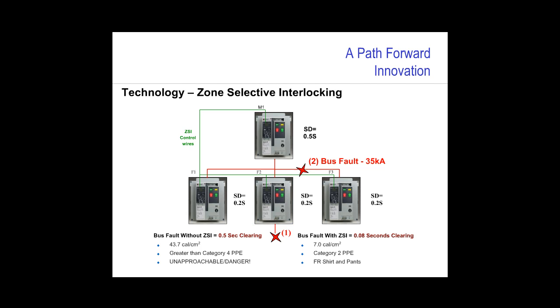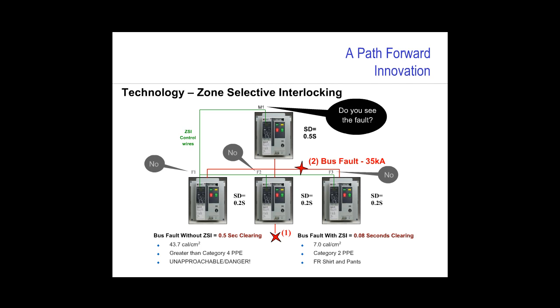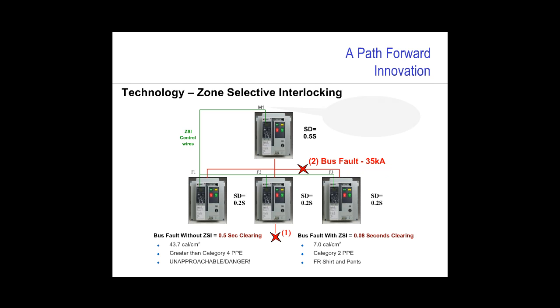But if I had a bus fault, which I've shown in item 2, now I have a situation where I'm waiting for the main breaker's short delay to time out, when in fact I know there's a fault on the bus. So to make sure the breaker knows there's a fault on the bus, we connect all breakers with what I've shown as a green control wire called ZSI. And in fact, if there is a bus fault, the primary breaker or main breaker would ask the feeders, "Do you see the fault?" They would all acknowledge no, and then the main breaker would trip instantaneously with no intentional delay.